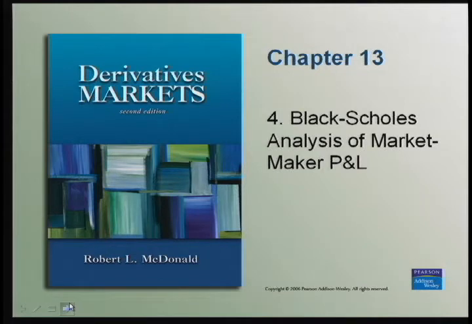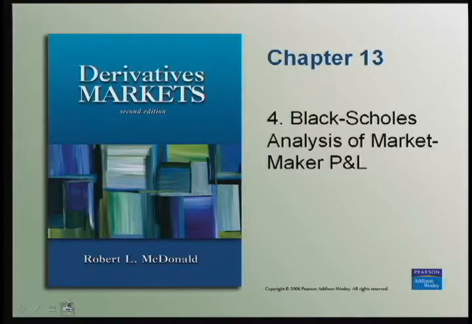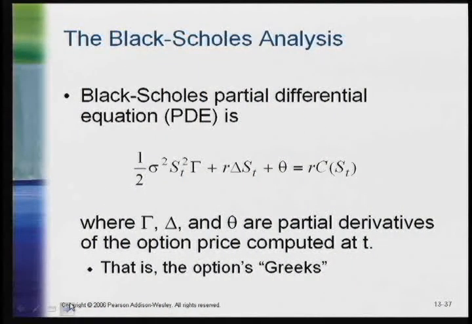In Module 4 of Chapter 13, we're now going to look at the market maker profit and loss using the mathematics underlying the Black-Scholes option pricing model. One of the conclusions of the analysis done by Black and Scholes is that the price of an option must satisfy a partial differential equation.